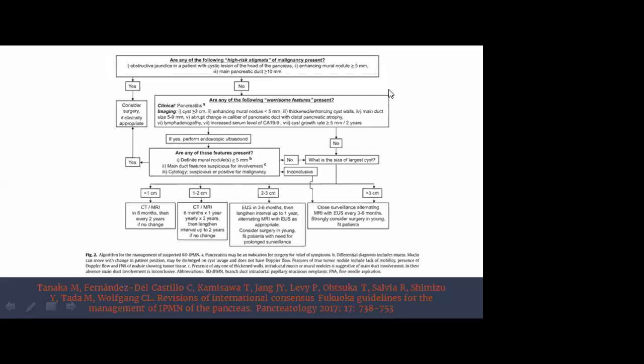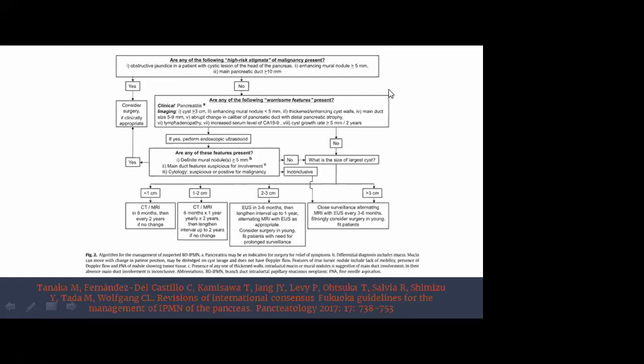And other worrisome features, apart from clinical features, the worrisome features on imaging are: one, cyst size of more than or equal to 3 centimeters, an enhancing mural nodule which is less than 5 or a thickened or enhancing cyst wall, or a main duct size of 5 to 9, or an abrupt change in the caliber of the duct with a distal pancreatic atrophy, or a lymphadenopathy, or an increased serum level of CA 19-9 of more than 37, or cyst growth rate of more than 5 over a 2 year span. So all these are considered as worrisome features because all these are shown to be associated with increased risk of invasive component on various studies.